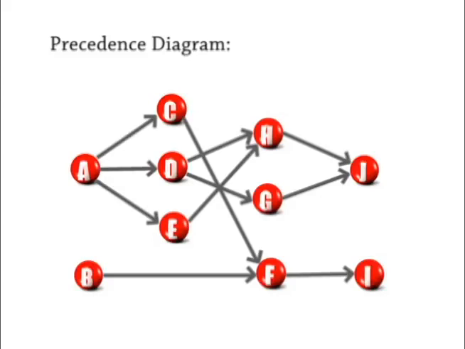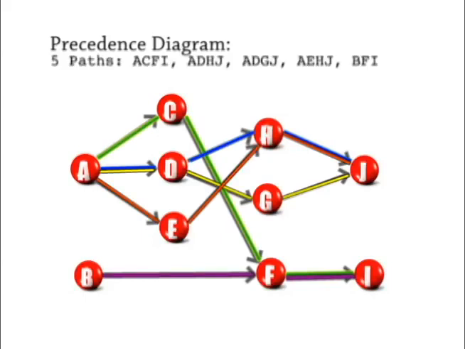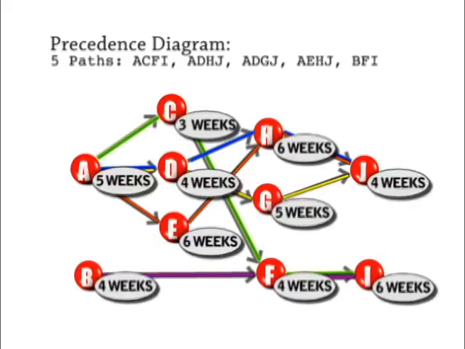For instance, we have paths A, C, F, and I. We have path A, D, H, and J, path A, D, G, and J, path A, E, H, and J, and path B, F, and I. So we have 5 paths through this project. We can go through and use the information that we had for each one of these activities, and we can identify what the critical path is.